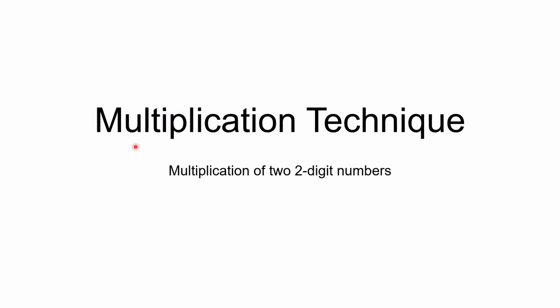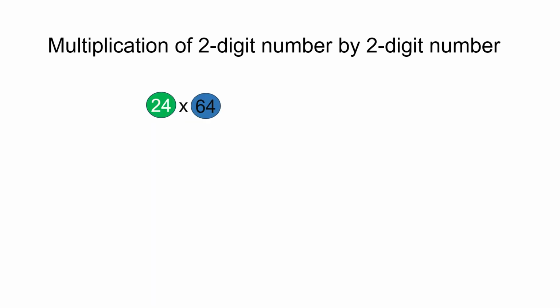Today we are going to learn a technique for multiplication of two-digit numbers. For multiplication of two-digit numbers, let us consider the numbers 24 and 64. We are going to find the product of 24 and 64 with the new technique.